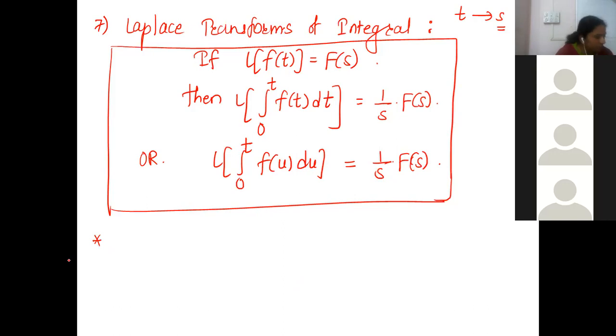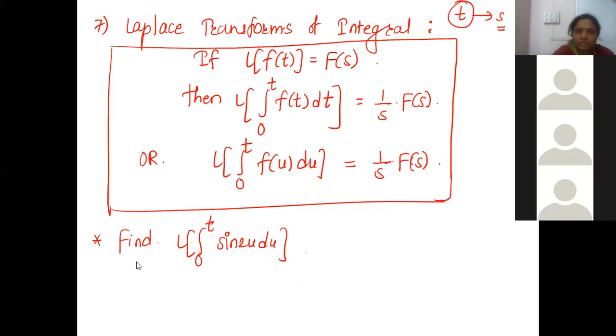Write the question. Find the Laplace transform of integration from 0 to t of sine 2u du. I told you Laplace always has t as the variable, but here it is u. If it is inside the integration, you can change the variable, but initially it should be in t. So what is this function and what is the property on that?